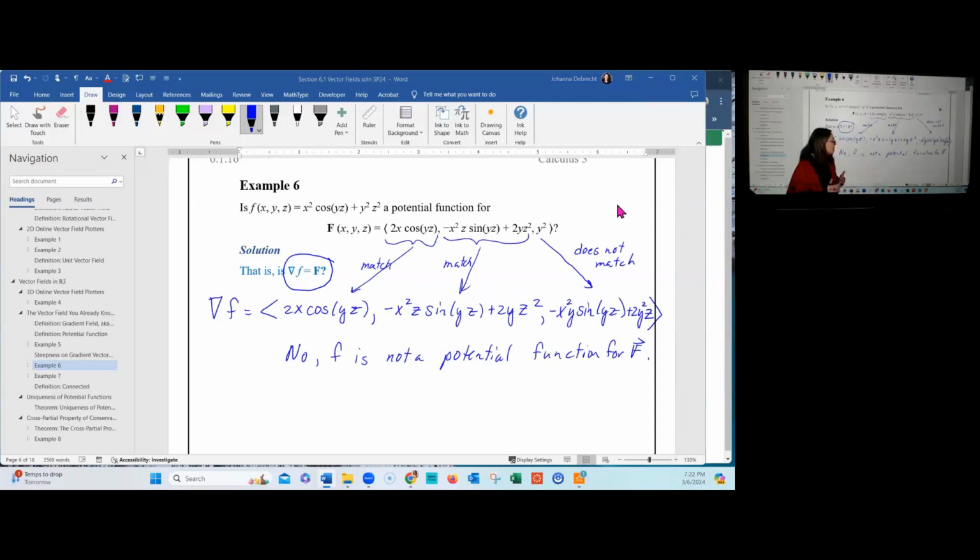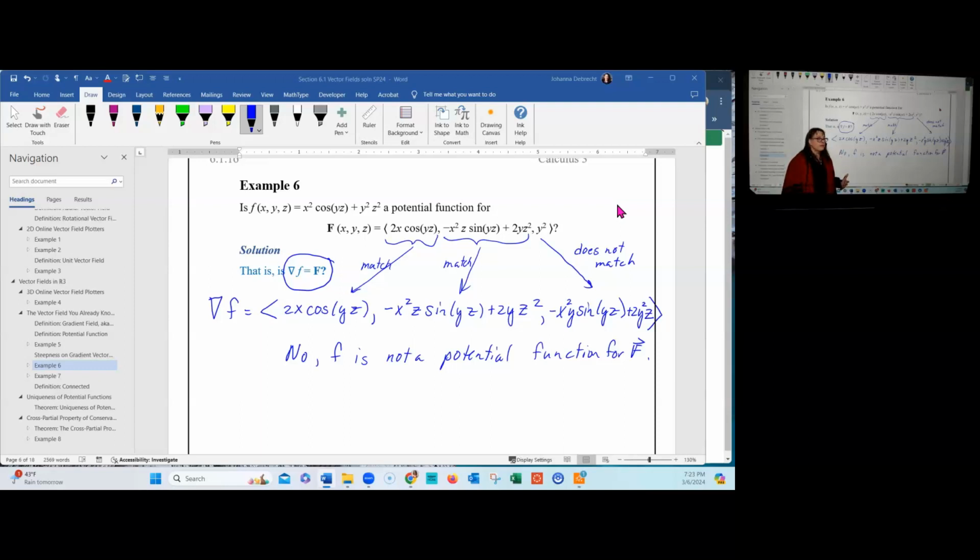When we find the partial derivatives, we find that the first partial derivative is 2x cosine of yz, which does match the first component of our vector field. The partial derivative with respect to y is negative x squared z sine of yz plus 2yz squared, which again does match the second component of our vector field. So far, it's a match.